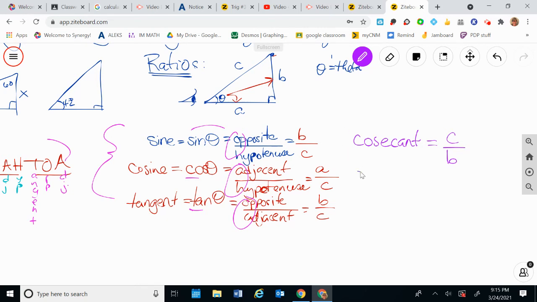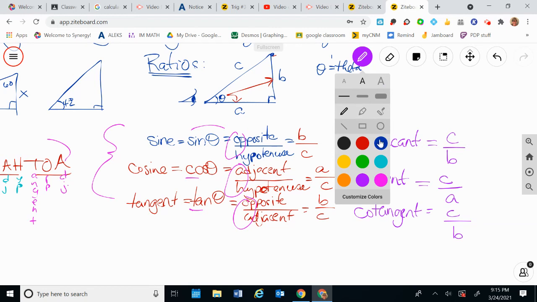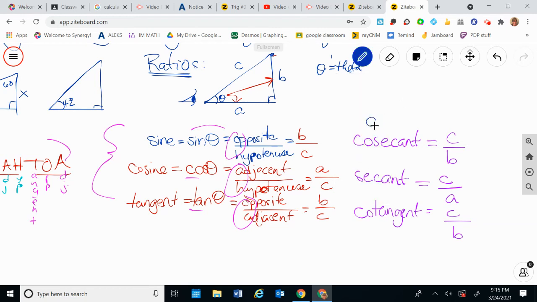The inverse of cosine is secant, and that's going to be C over A. And the inverse of tangent is called cotangent, and that is C over B. We can't write that whole name because we don't want to do that. So we put CSC of theta. Secant is SEC. And cotangent is COT.